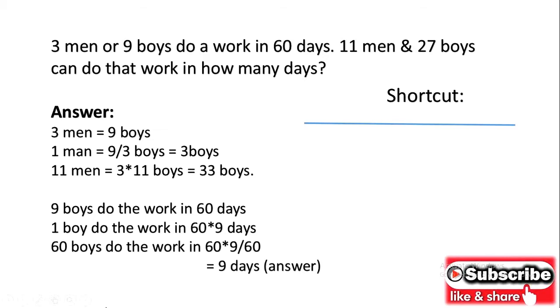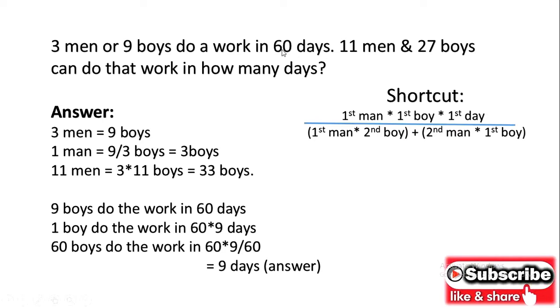Now we'll have a look at the shortcut. You see the formula there. First man multiplied by first boy multiplied by first day, divided by first man multiplied by second boy plus second man multiplied by first boy. So here, where is the first man? In the first sentence we get the first man multiplied by first boy. This is the first boy. So 3 multiplied by 9 and multiplied by first day. So first day is 60 days.